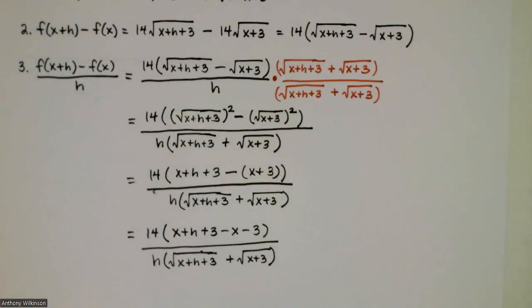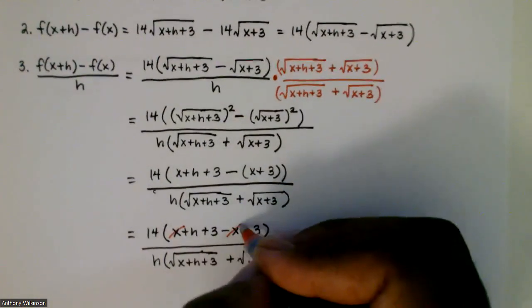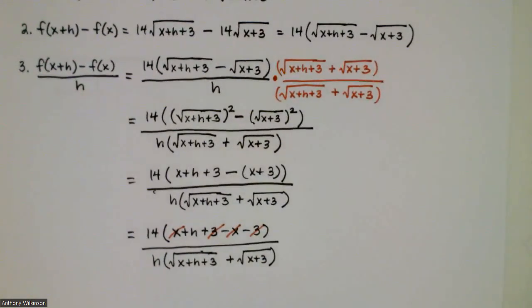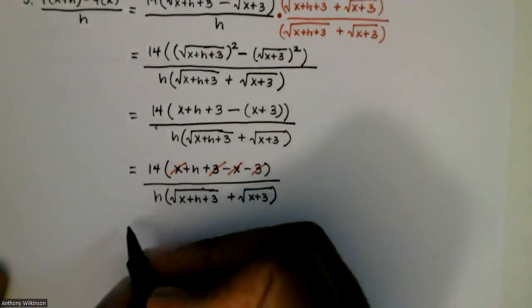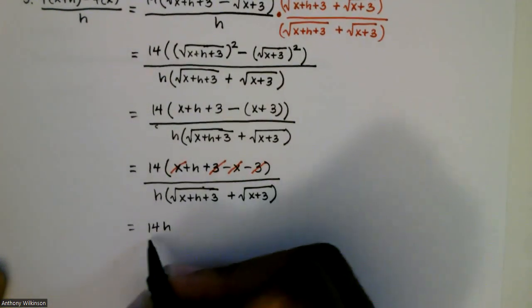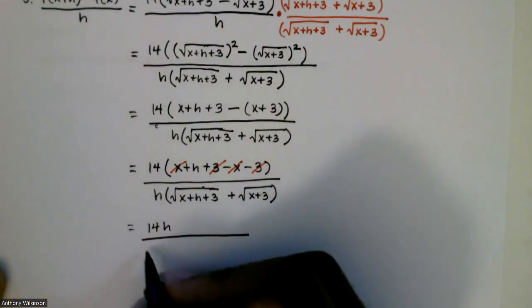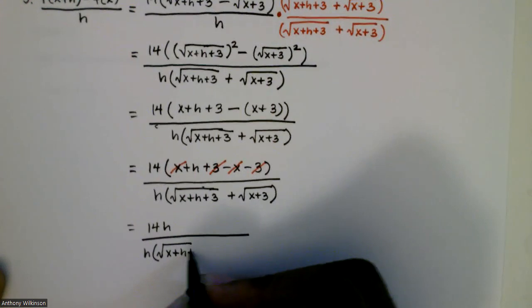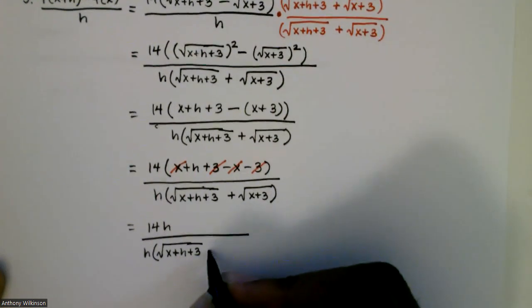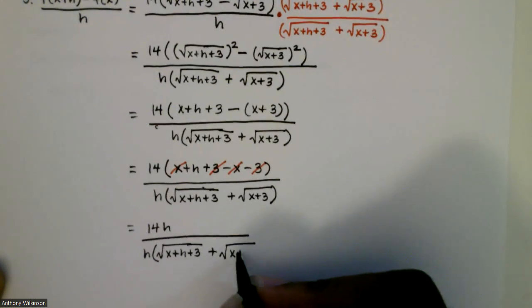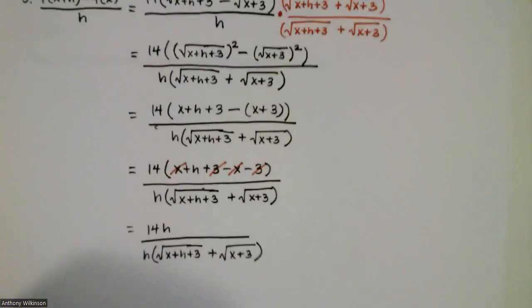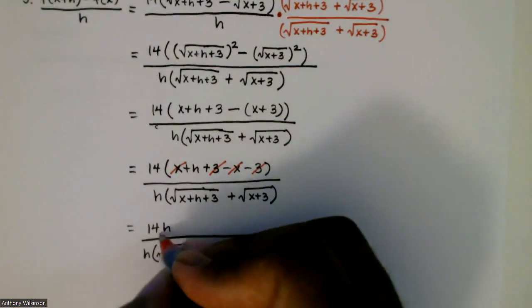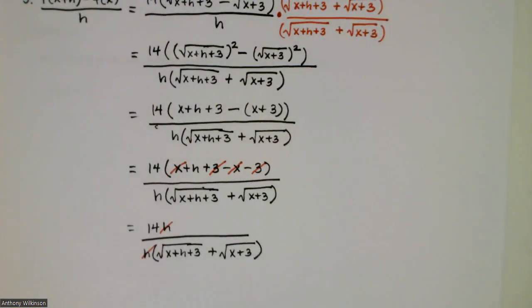All right. So now you're going to see your x's are gone. That gives 0, and 3 is gone. You're just left with an h in the numerator. So I will have in the numerator 14 times h, divided by h times, in parentheses, the square root of x plus h plus 3 plus the square root of x plus 3. And as you can see here, your h's are going to divide out like this.